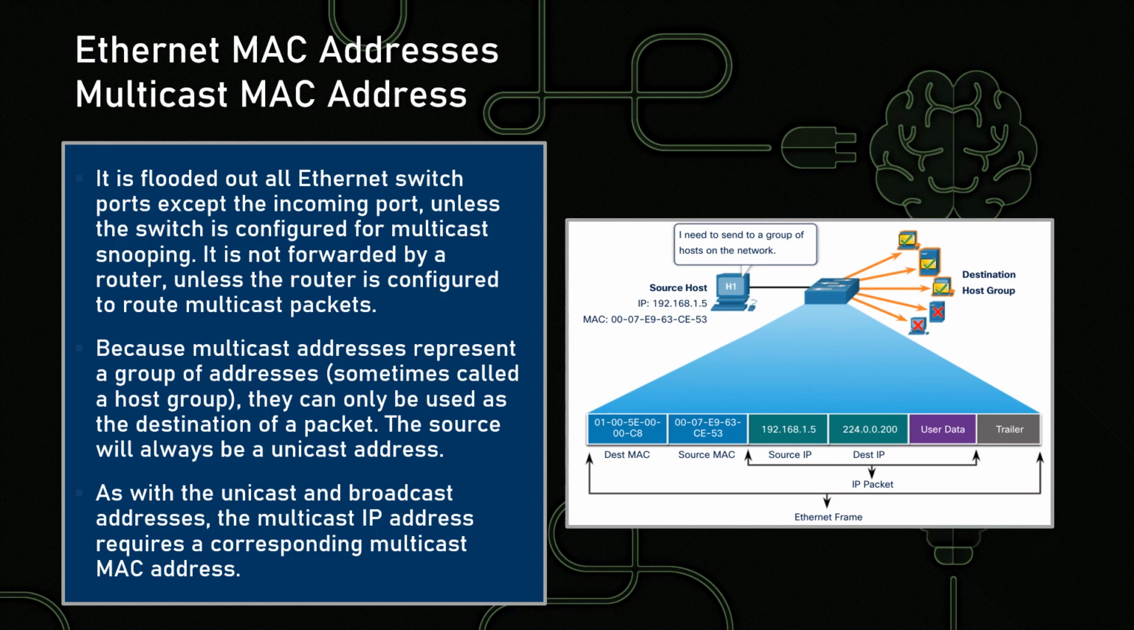Because multicast addresses represent a group, they can only be used as the destination. The source has to remain unicast. As with unicast and broadcast addresses, multicast IP must have a corresponding multicast MAC. And that's the kind of thing you'll learn when you're going through the OSI layers and when you're studying this stuff. Everything has to fit together.